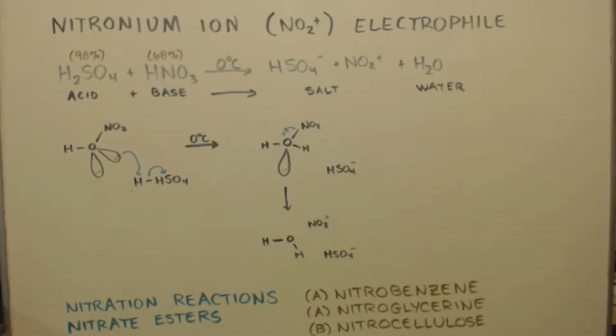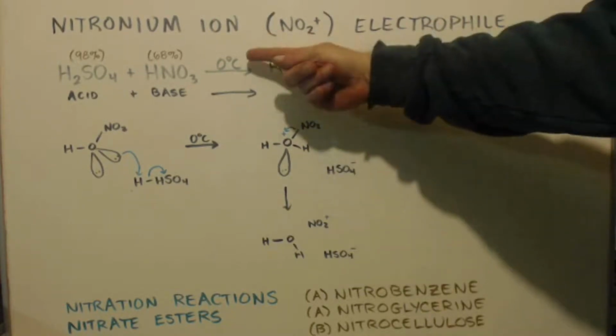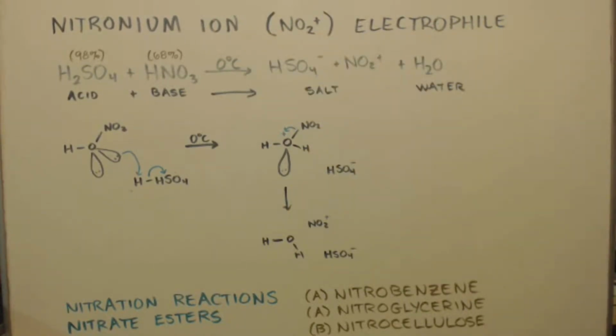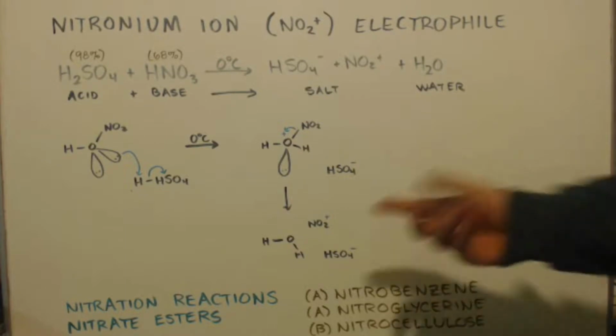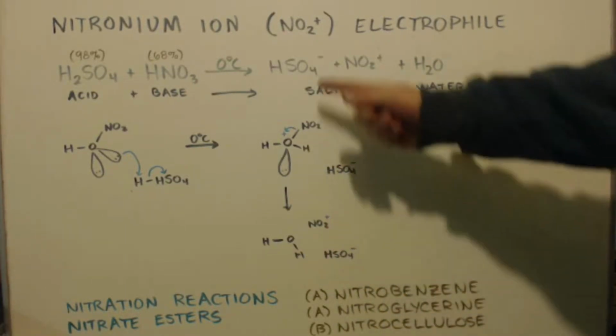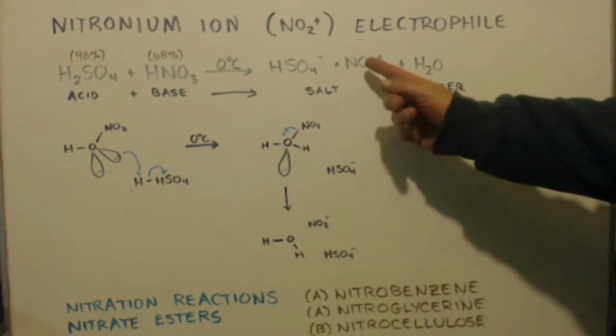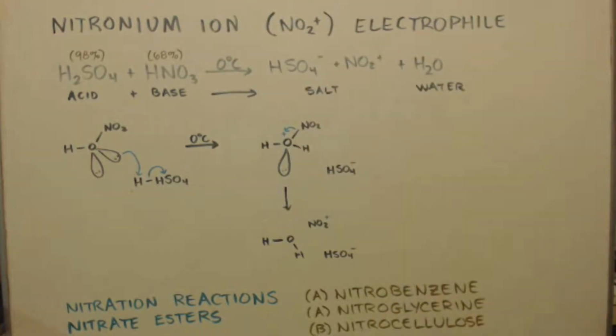Now, one of the most important things about this reaction is to do it at 0 degrees Celsius. You don't do it at 50 degrees, you don't do it at 60, 70, 80, you don't do it at 30. You do it at 0 degrees Celsius. So you mix these two together, and we have water and this salt, where the cation is NO2, or nitronium ion. So we have a glass full of nitronium ions.